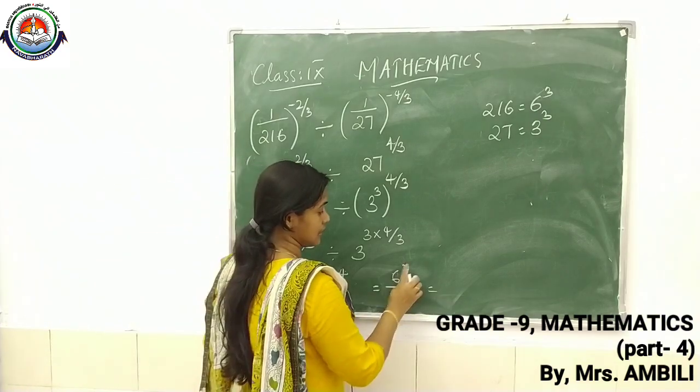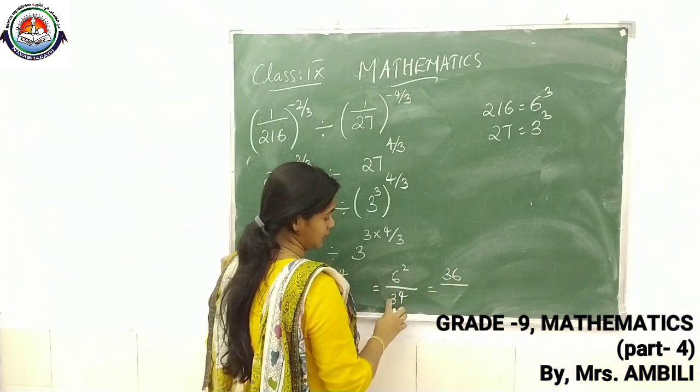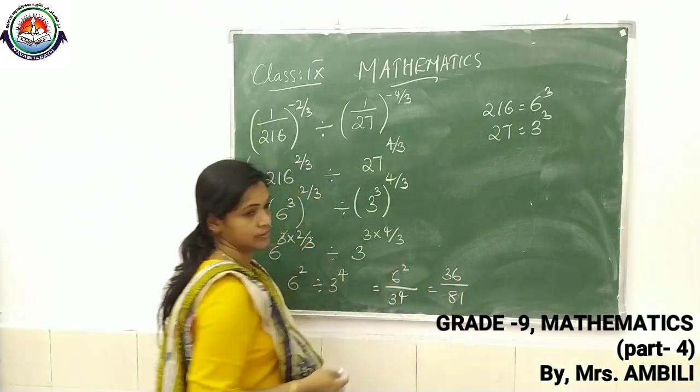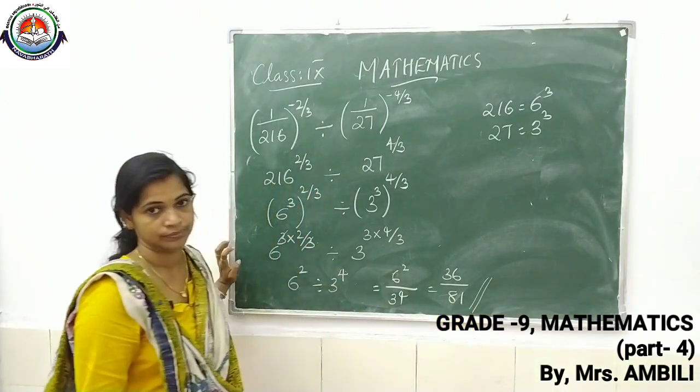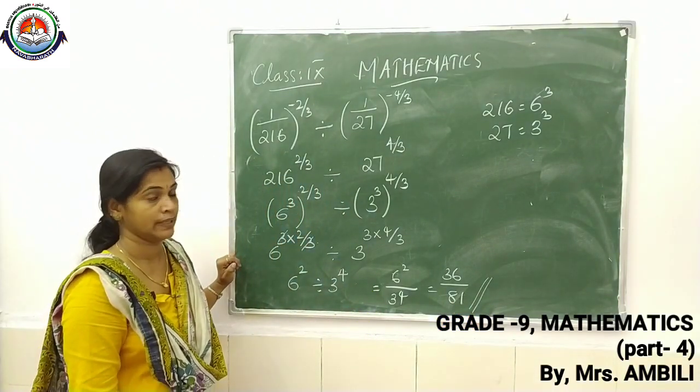That equals 6 square, 36, by 3 raised to 4, 81. So, what is our final answer? 36 by 81. Okay. If you need, I will explain once more.